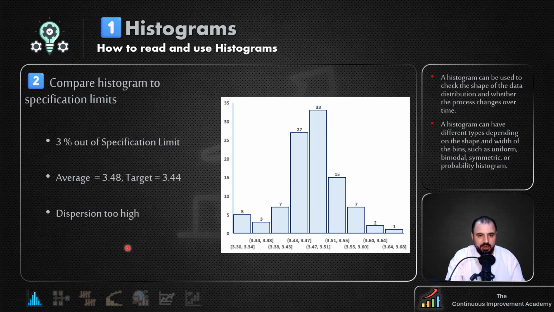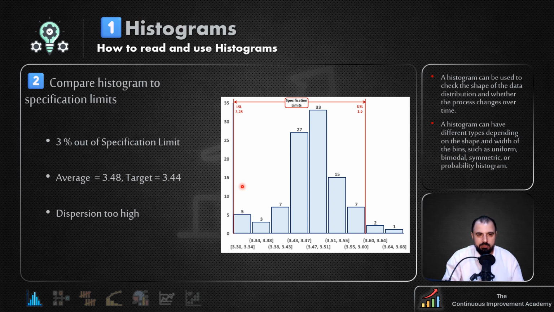So as we said, we are seeing that 3% of our samples, or our products, or our observations are out of the specification limits. Means that we have 3% out of specification limits. The average is 3.48. This is our average, right? And which falls between the 3.47 and 3.51, and the target is 3.44. Okay, so the customer requires us to hit 3.44. This is the optimum thickness, or the optimum dimension.